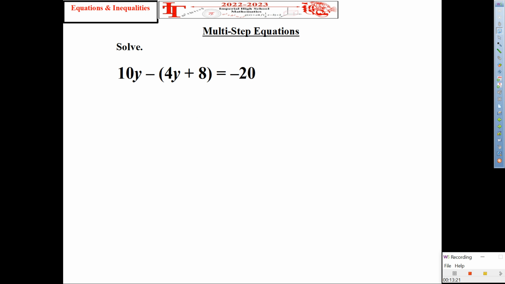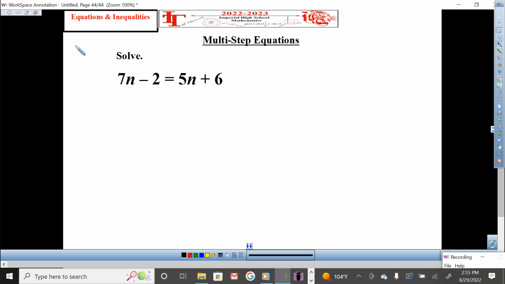Example mega Q. Copy this, please. Example mega Q. And it says solve: 7n minus 2 equals 5n plus 6. Just copy it, please.